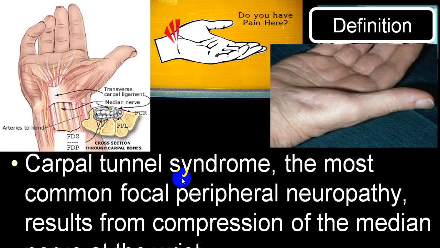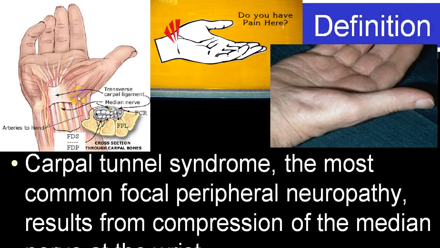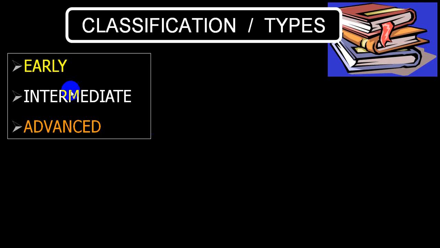Carpal tunnel syndrome is the most common focal peripheral neuropathy, resulting from compression, or what we call entrapment, of the median nerve at the wrist. The entrapment takes place in the carpal tunnel, which is formed by the transverse carpal ligament and the bony structures that take part in the wrist joint. It can be classified into early stage, intermediate stage or advanced stage.